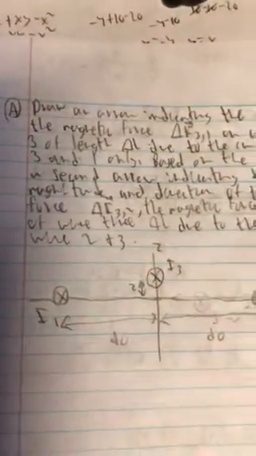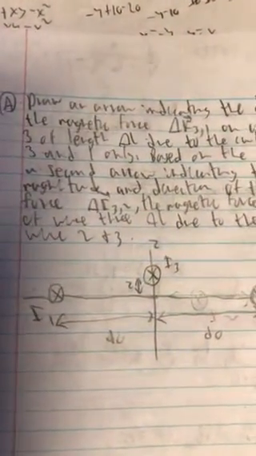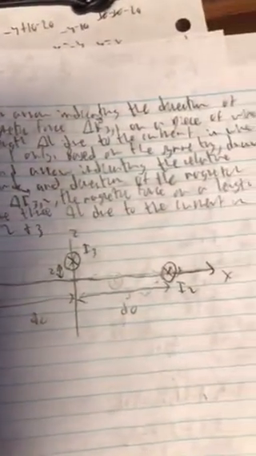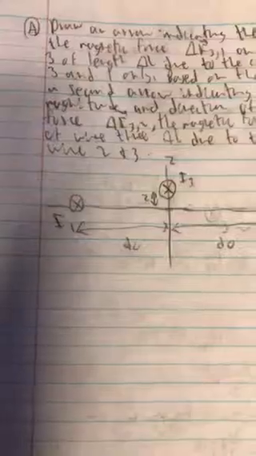Alright, so we'll be doing problem number 3, part A, where we're asked to draw an arrow indicating the direction of the magnetic force delta F3(1) on a piece of wire 3 of length delta L due to the current in the wire 3 and 1 only. Based on the symmetry, draw a second arrow indicating the relative magnitude and direction of the magnetic force delta F32, the magnetic force on a length of wire 3 delta L due to the current in wires 2 and 3.